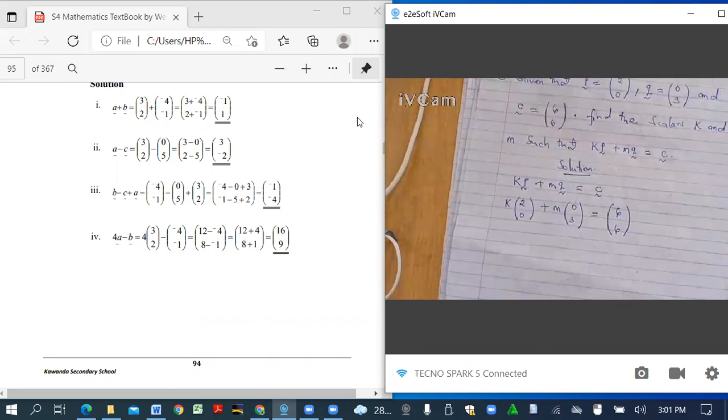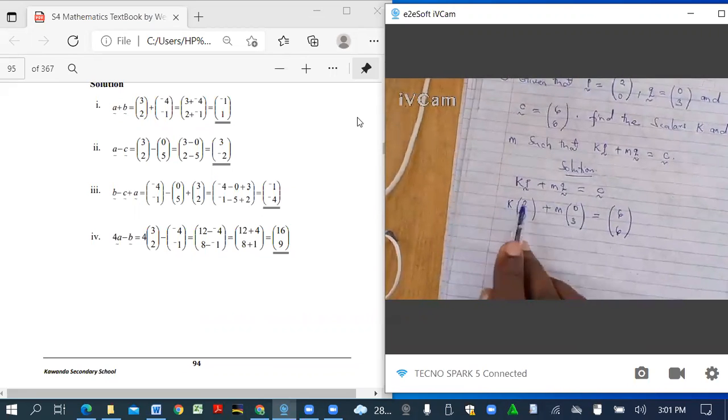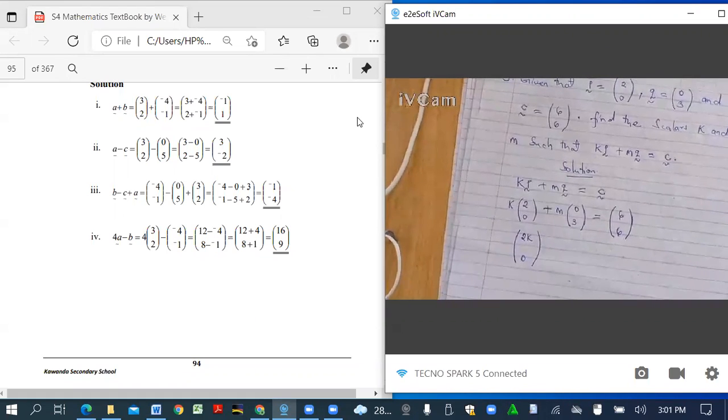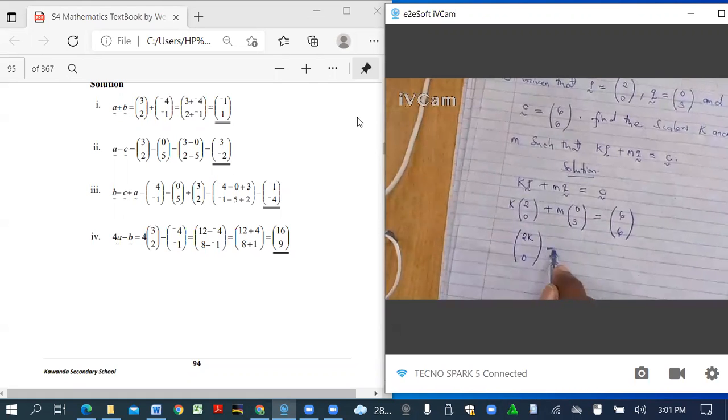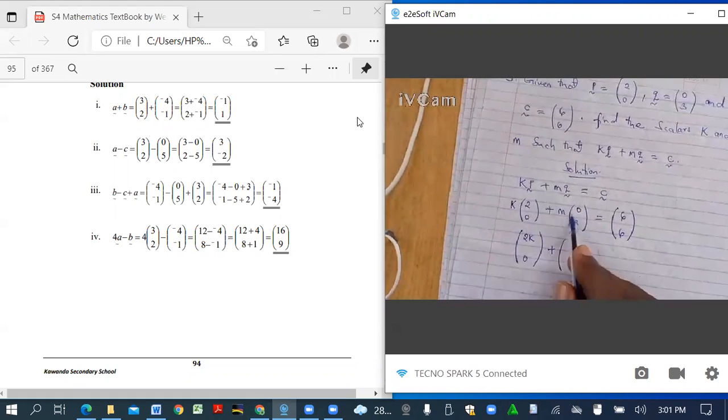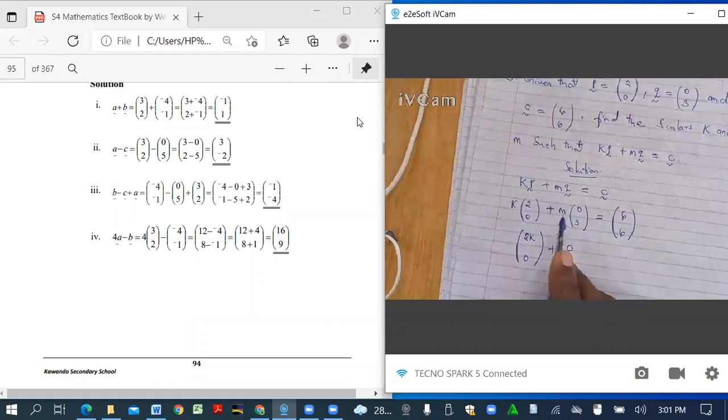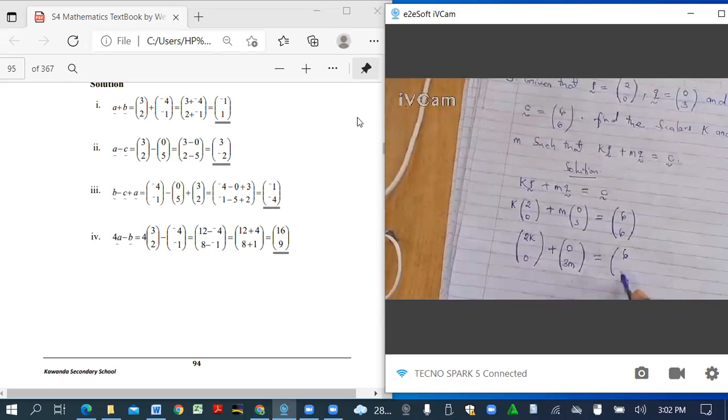So what would be the next step? The next step is to multiply the vector with the scalar, right? So here we get 2K, right? Okay, 0. Someone may say 0K. Plus, what do we get here? M times 0. What do you get? 0. I thought maybe you get M0. No. Okay, 0. What do we get? This one will give us 3M, equals to 6 and 6.